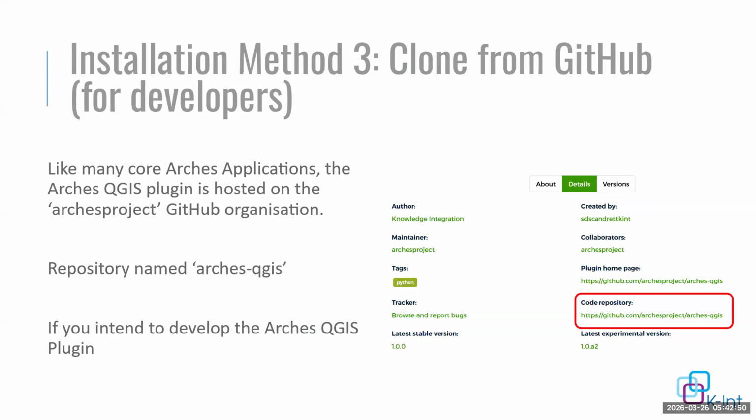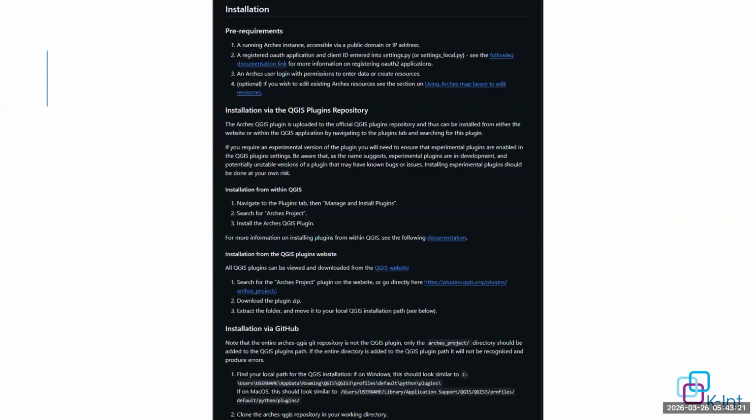And finally, the third method is cloning from GitHub. This is primarily for developers. I wouldn't recommend anyone do this if they were interested in deploying the plugin for production. It's really for people who want to tinker around or maybe contribute to development. So as I mentioned, the GitHub page is on Arches project. You can see it here if you just want to have a look at the code, but it's linked to on the website as well. And yes, if you want to develop it, this is the way I would suggest.